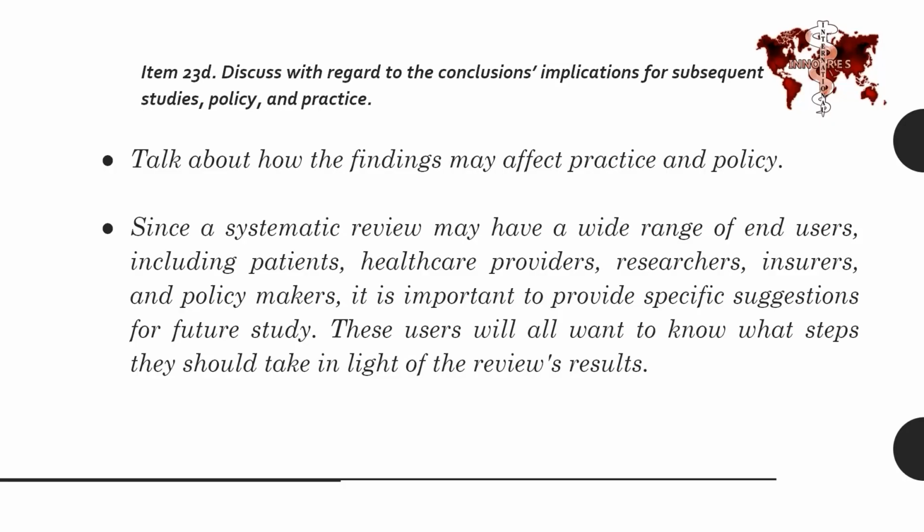There are several end users of a systematic review, from patients to healthcare providers to researchers to insurers to policymakers. It is important that each of these end users understands the systematic review in their own contexts. That is, that each of them understands what actions they should take given the review findings. And this is where item 23D comes in. This item seeks to discuss the implications of the review findings for studies, for policy, and even for practice.